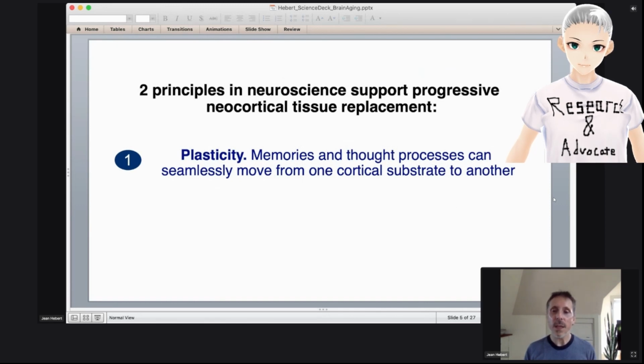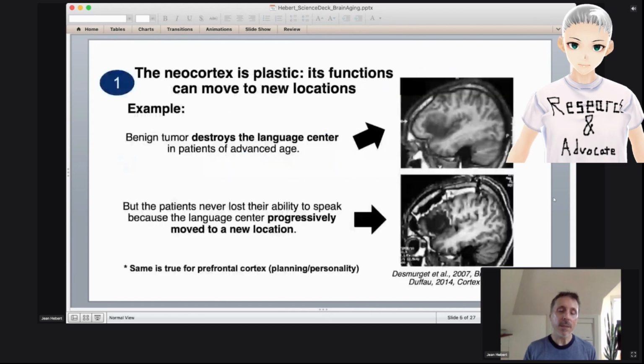Memories and functions can seamlessly move from one part of the neocortex to another. And I've given this example before, but it's only one of many examples where language, something that's very dear to us as a function, can move from one area to another if that initial area is slowly destroyed over time from a pinpoint out, in the case of a benign brain tumor, for example.